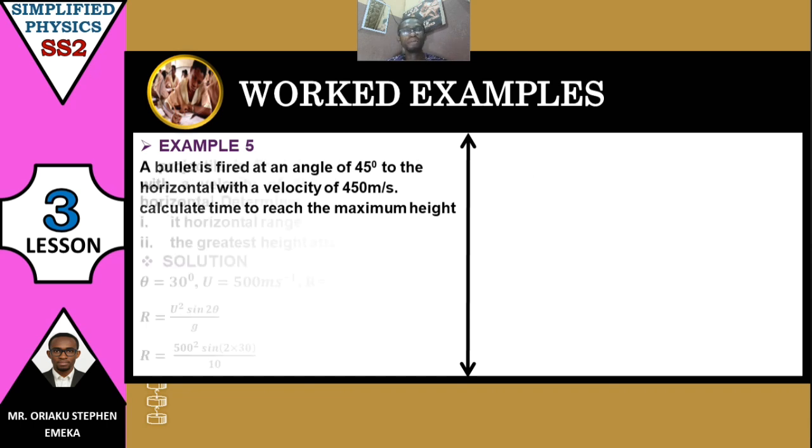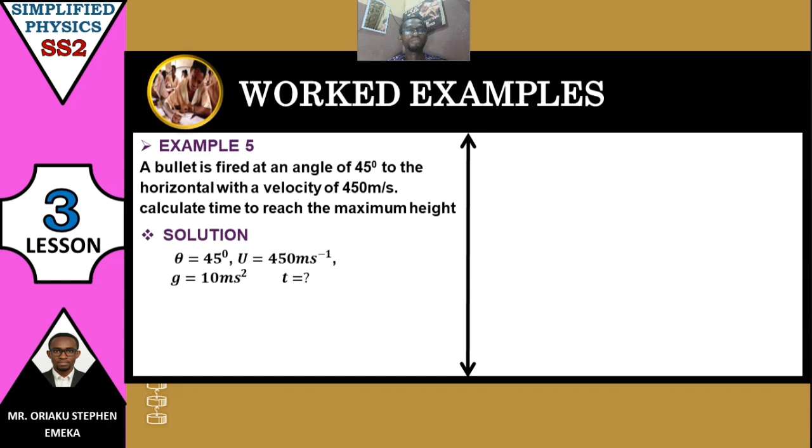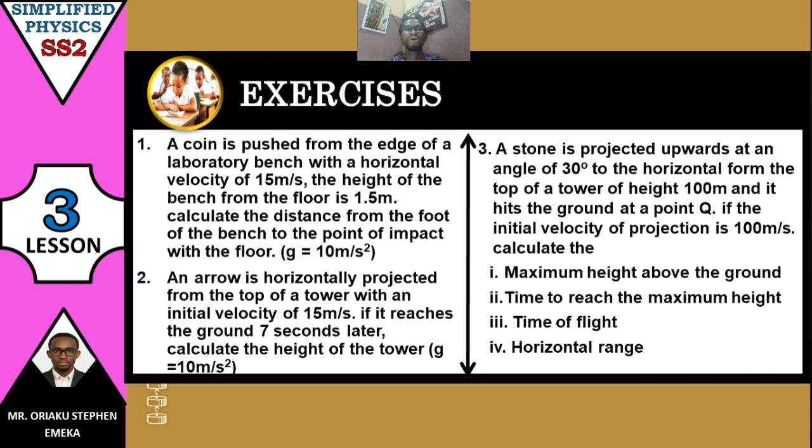So a bullet is fired at an angle to the horizontal. So we have this example 5. They ask us to calculate the time needed to reach the maximum height. So theta is 45 degrees, u is 450 meters per second, g is always 10 meters per second squared. They ask us to find the time to reach the maximum height, and that time is u sine theta over g. So inputting these values, we are going to get our time to be 31.8 seconds. So these are questions you can try on your own.